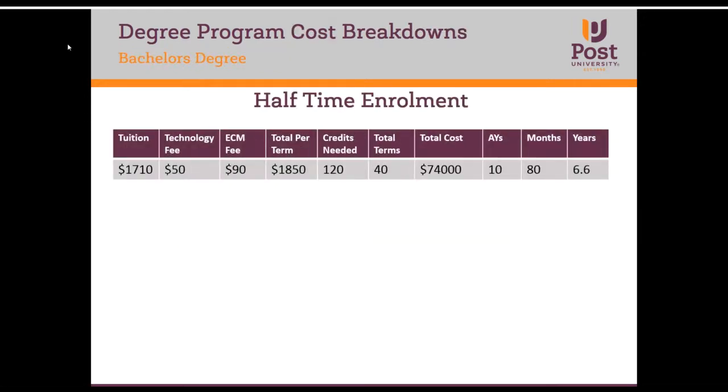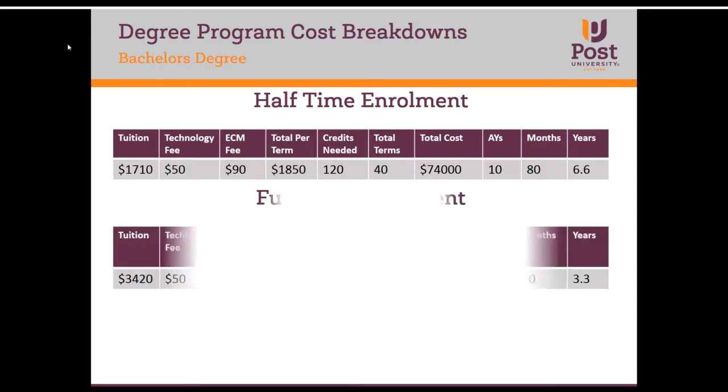So let's look at a bachelor's degree. Half-time enrollment is going to be the same. The only really major changes are the number of credits and how long it's going to take. So it's going to be 10 academic years, 80 months, a little over 6.5 years to complete.